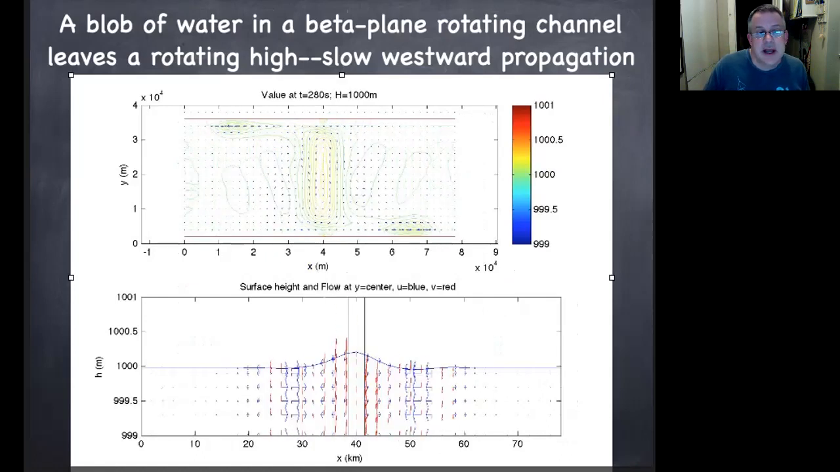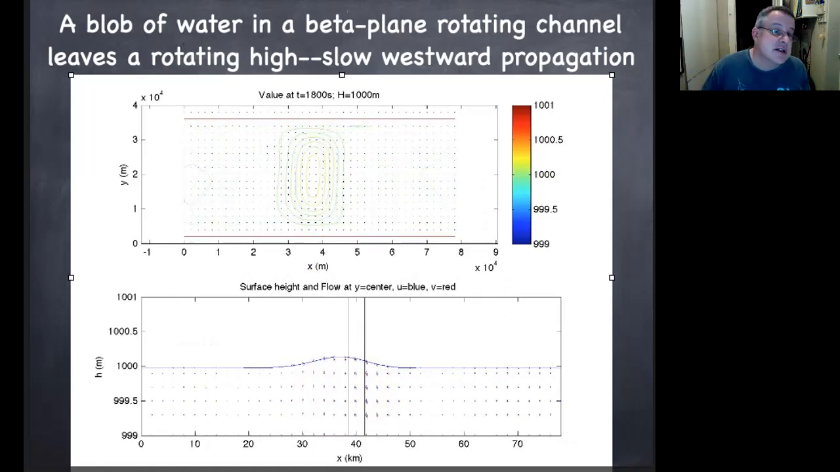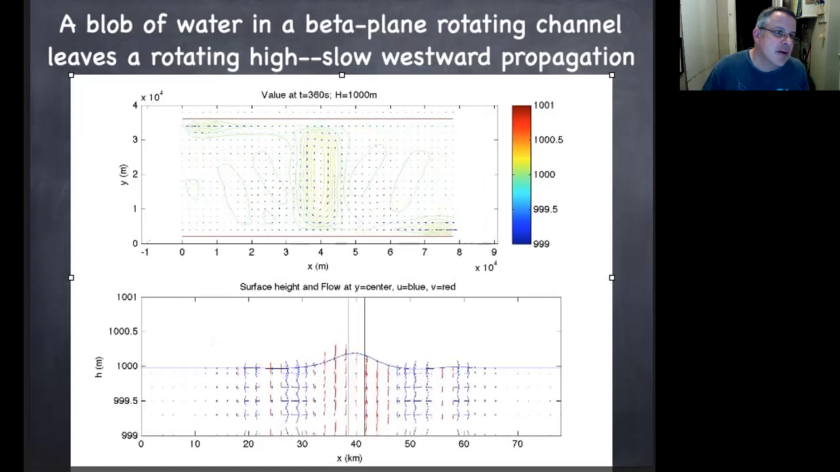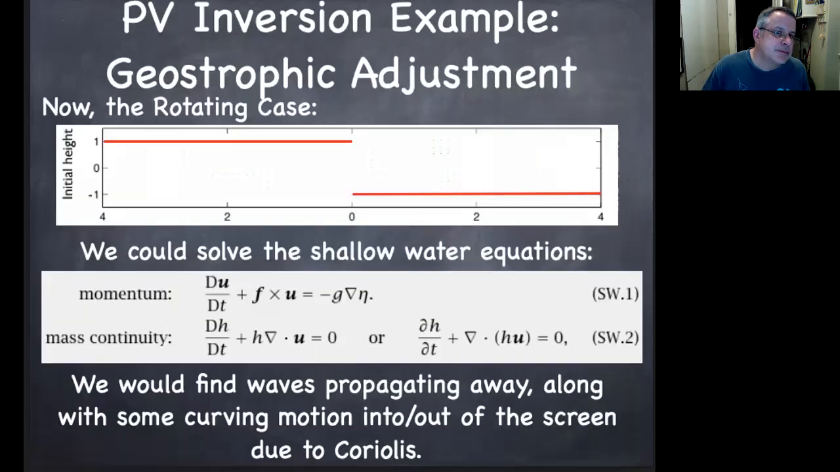Do the same thing in the channel. We get a blob that stays put. We get Kelvin waves that run away at the beginning. But actually this is a beta plane channel, and so it drifts very slowly to the west. Remember, like I said, the Rossby wave dispersion relationship that we mentioned a few slides back has a westward phase propagation. We'll come back to this and start to see how it relates to El Nino and altimeter signals.